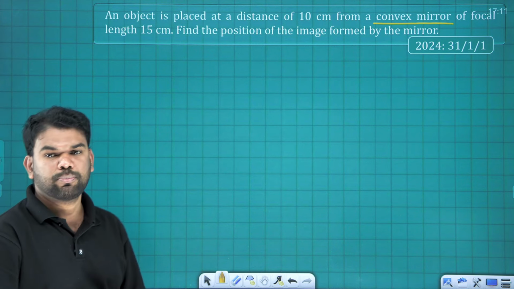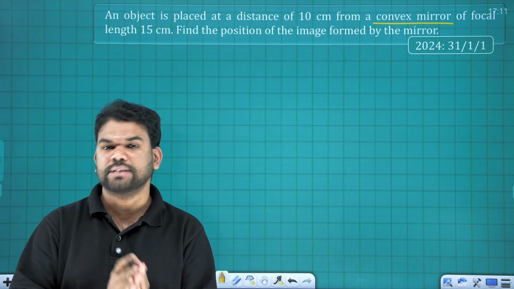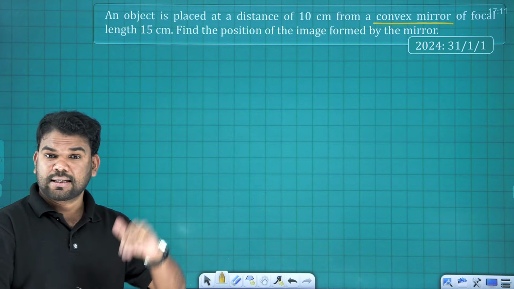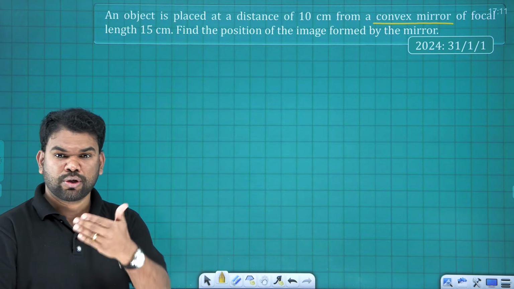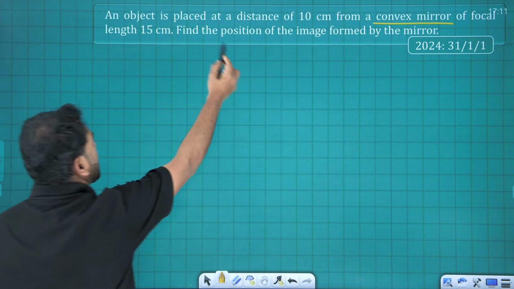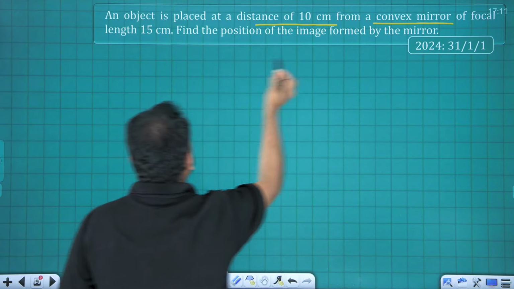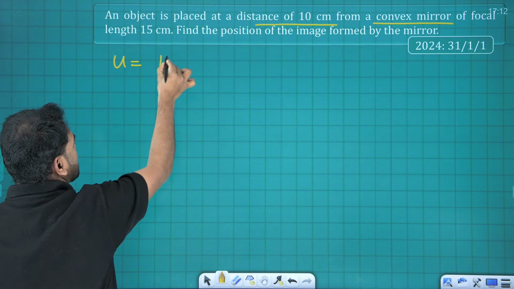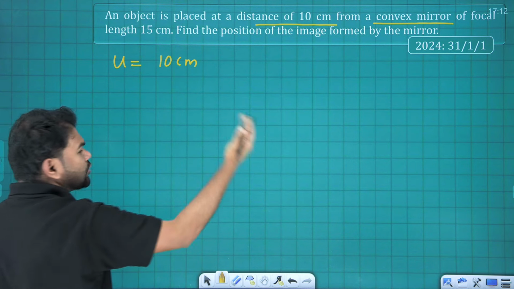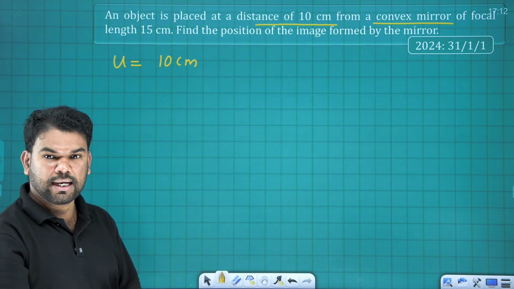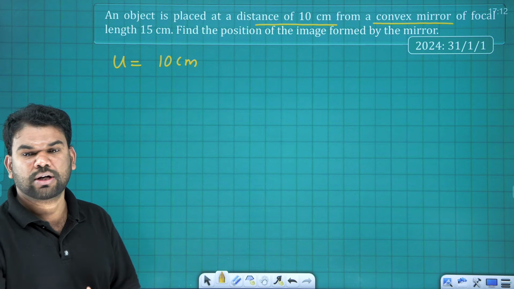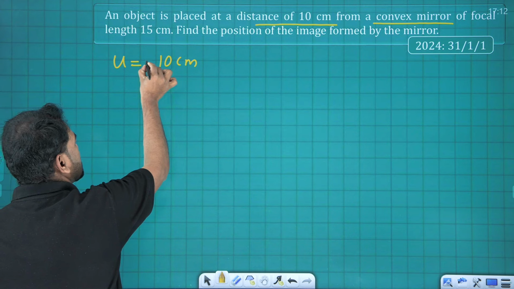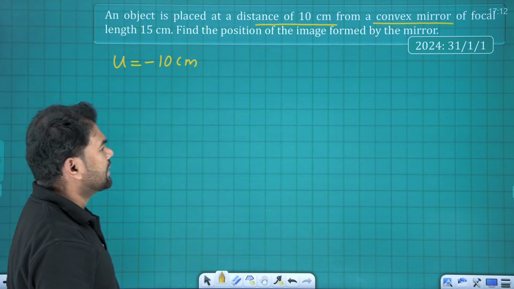Before doing this type of numerical, you should have an idea about the sign convention. The sign convention needs to be remembered clearly, and the ray diagram characteristics you should also remember. Here the object distance is given as 10 centimeter. So let u be the object distance. You know that the object is always on the left side of the mirror or lens, it does not matter which. So the object distance as per sign convention is minus 10 centimeter.